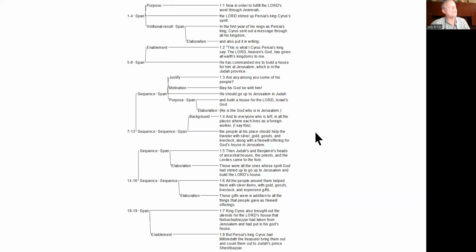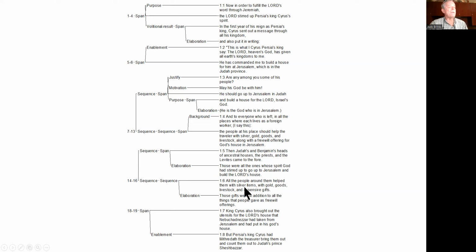And just to show one feature of the value of rhetorical structure theory, if we take simply the nuclei and string them together, we have basically a summary of the story. The Lord stirred up Persia's king Cyrus's spirit. He has commanded me, that is, Cyrus has been commanded, to build a house for him at Jerusalem, which is in Judah province. And then he should go up to Jerusalem in Judah, those who are interested in this. The people at his place should help the traveler with silver, gold, goods, and livestock, along with a freewill offering for God's house in Jerusalem.